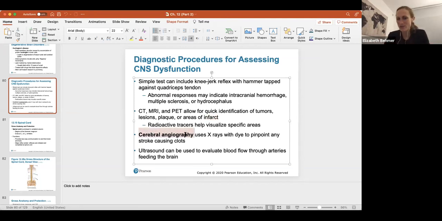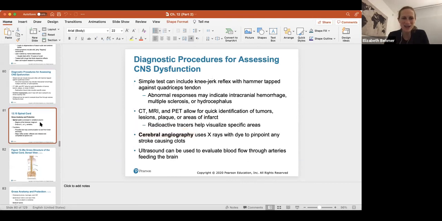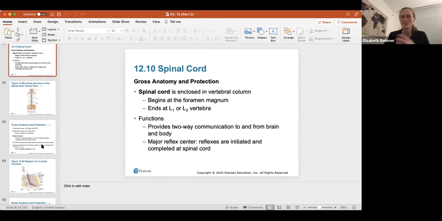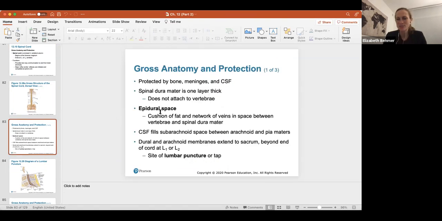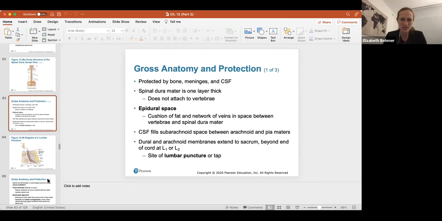Cerebral angiography uses X-rays with dye to pinpoint any stroke-causing clots, and then we'll kind of finish with the spinal cord. So we'll end with some information about the spinal cord. Again, the spinal cord, I don't ask you guys too many questions about this on your test. You should remember a little bit about the anatomy of the spinal cord. It's enclosed in the vertebral column. There's different enlargements of the spinal cord, as you can see here. There's an epidural space where there's fat to kind of cushion it.